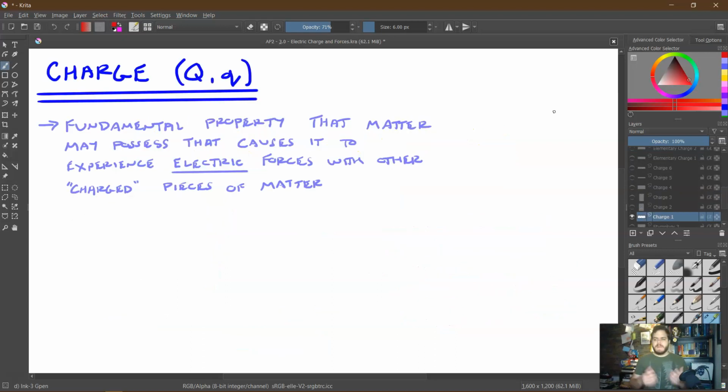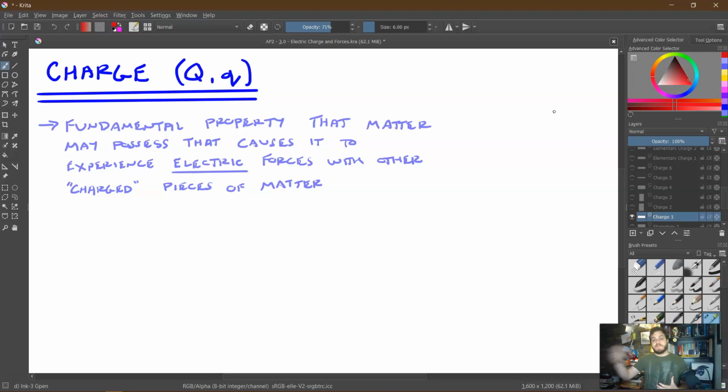So first, let's talk about what pieces of matter possess that allows them to experience these electric forces, and that is electric charge, often just called charge, which we abbreviate with a capital Q or a lowercase q. Both are totally acceptable. And this is a fundamental property that matter may possess, not all matter has it, that causes it to experience an electric force from another piece of charged matter.